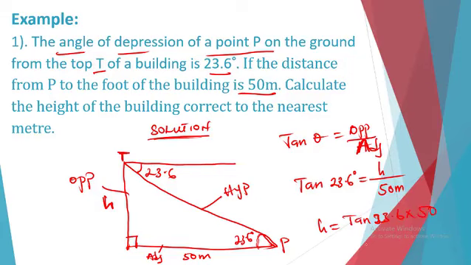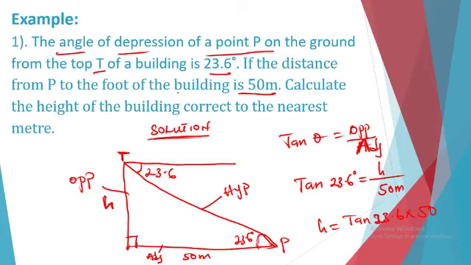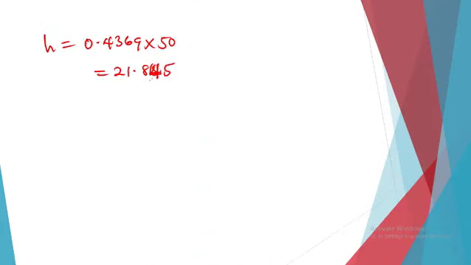Let's go over to the next page. Our h will be equal to, what's the value of tan 23.6? Someone check it. We have 0.4369, then times 50, and that will give us 21.845. Then they said we should leave our answer to the nearest meter. So what's the nearest meter here? Rounding up, the 8 makes the 1 become 2, so it becomes 22 meters, to the nearest meter.